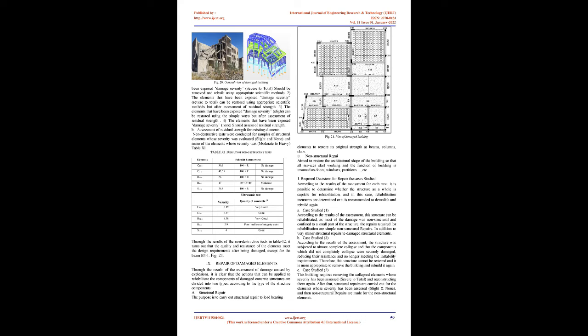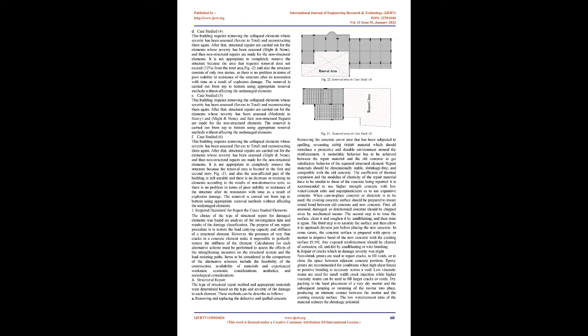C. Case studied 3. This building requires removing the collapsed elements whose severity has been assessed, severe to total, and reconstructing them again. After that, structural repairs are carried out for the elements whose severity has been assessed, slight and none, and then non-structural repairs are made for the non-structural elements.